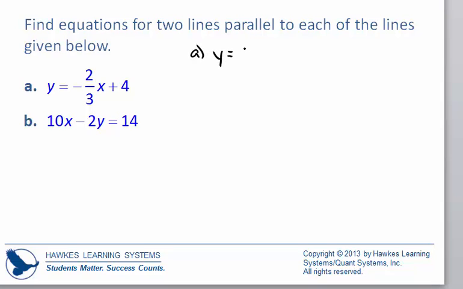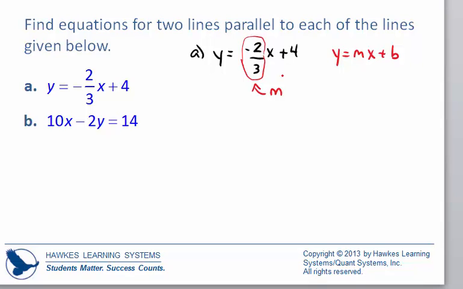What you want to keep in mind is that part A is written in slope-intercept form. Recall that slope-intercept form looks like y is equal to mx plus b, where m is your slope and b is your y-intercept. So if we look at our equation, y is equal to negative 2/3 x plus 4, we see that the slope sits in front of the x. And so I know that my slope is going to be negative 2/3.